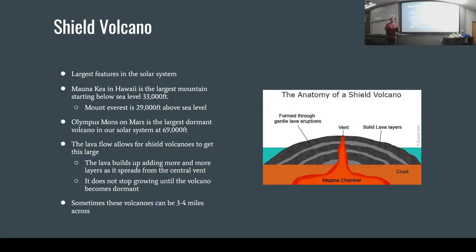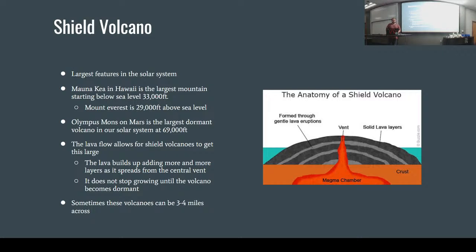The last volcano we're going to be talking about is the shield volcano. These volcanoes are some of the largest volcanoes in our known solar system. For example, we have the Olympus Mons, which is on Mars, and this is the largest shield volcano in our solar system, and it is at around 69,000 feet tall.